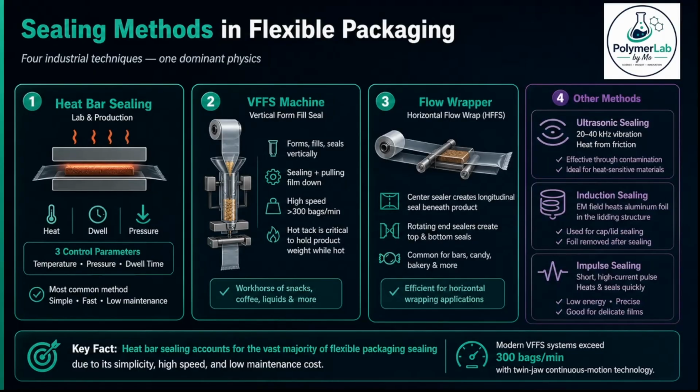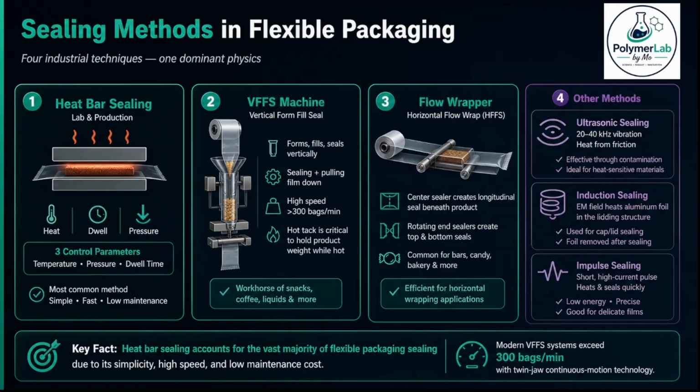There are 4 main techniques used to seal plastic packaging, and the choice of method fundamentally affects the machine design, the material requirements, and process parameters. The first one, heat bar sealing. Heat bar sealing is the dominant method in flexible packaging and the focus of most of this video. 2 jaws, at least one of which is heated, pressed together on the film for a defined dwell time. The 3 control parameters are jaw temperature, dwell time, and sealing pressure.